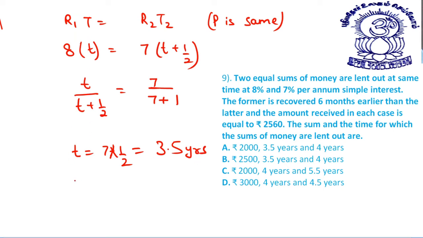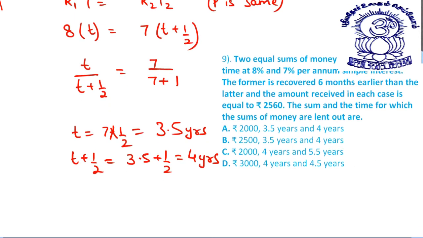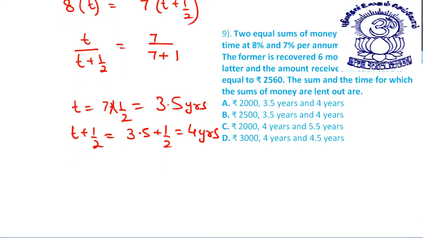The other will be t plus half, 3.5 plus half, that is 4 years. I hope the things must be clear so far. There won't be any doubt in this. Okay, yeah. So we have got that time t is 3.5 years.